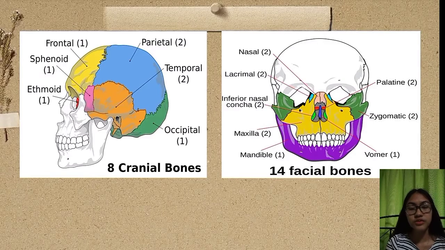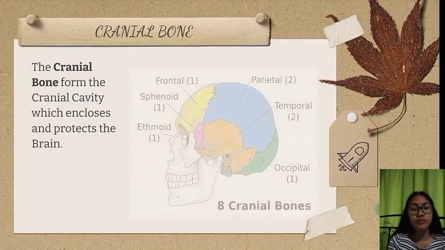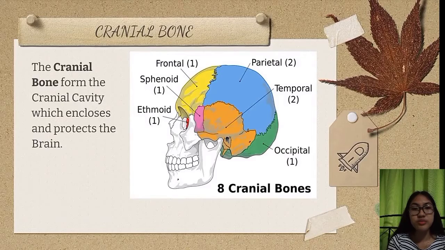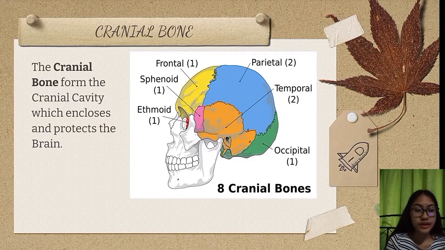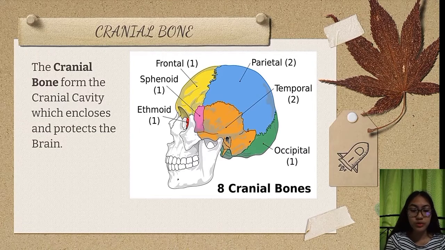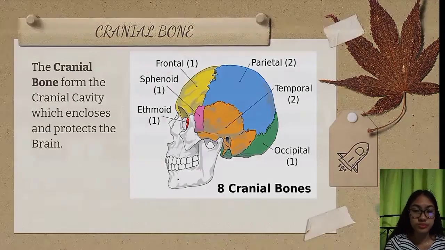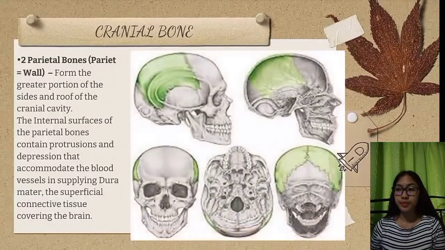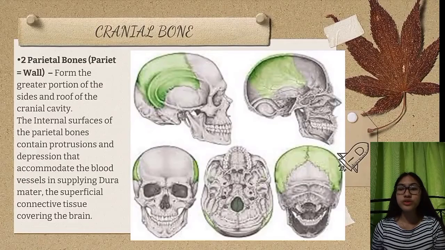The skull is divided into two, the 8 cranial bones and the 14 facial bones. Cranial bones form the cranial cavity, or the space formed inside the skull, which protects the brain. They are the occipital bone, sphenoid bone, ethmoid bone, frontal bone, a pair of parietal bones, and a pair of temporal bones. A pair of parietal bones form the greater portion of the sides and the roof of the cranial cavity.